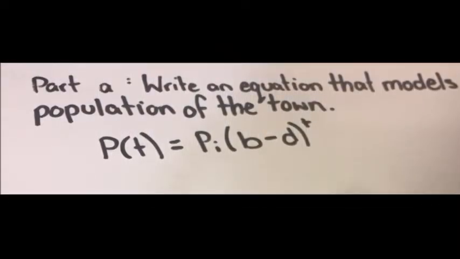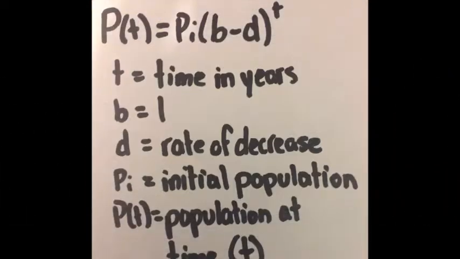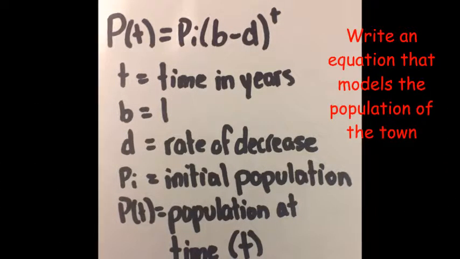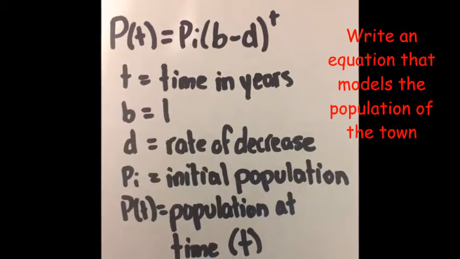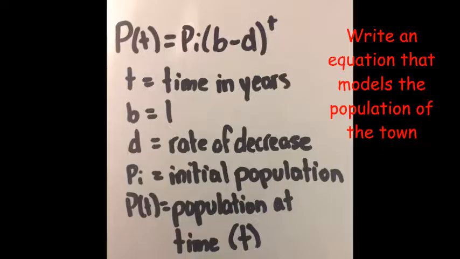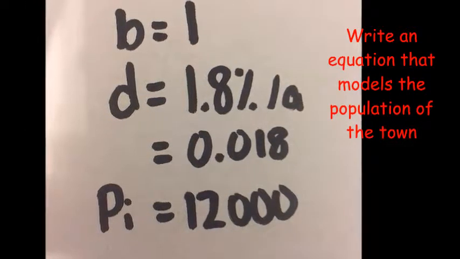Part A states, write an equation that models the population of the town. This is a decay problem, so part of the equation will be 1 minus the rate of decay. Time is an exponent and the initial population must be included. It will be in the form of P(t) = Pi times (b - d) to the power of t.